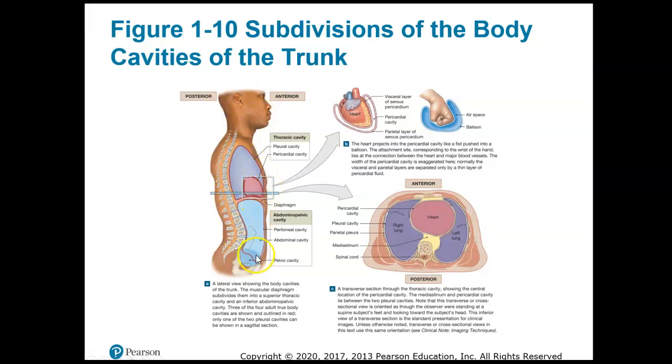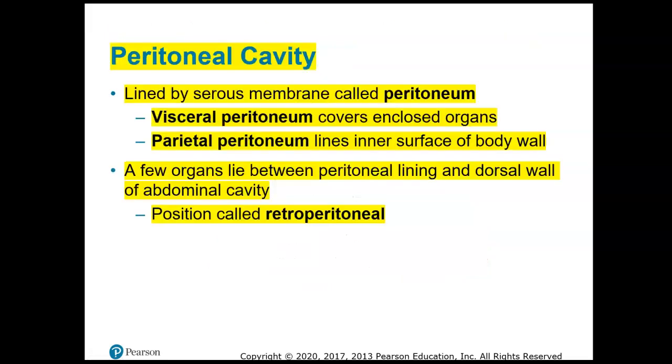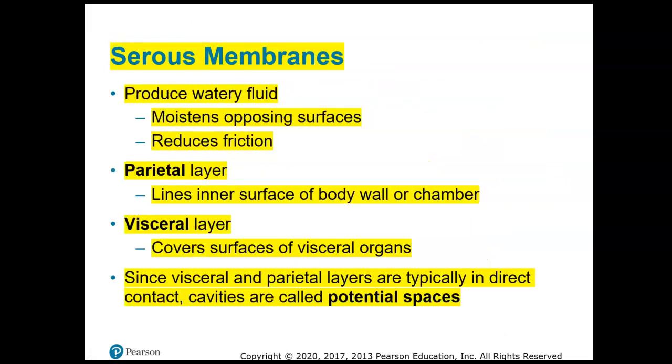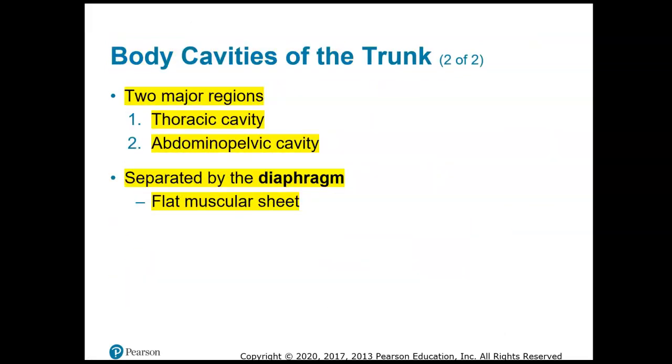The ventral body cavity is the one that I'm going over now, and that includes the thoracic cavity, or the chest, and the abdominopelvic cavity. So going back, the thoracic cavity and the abdominopelvic cavity are both found in the ventral body cavity. Let me write that one. Ventral. Whereas the brain and the spinal cord would be in the dorsal body cavity.